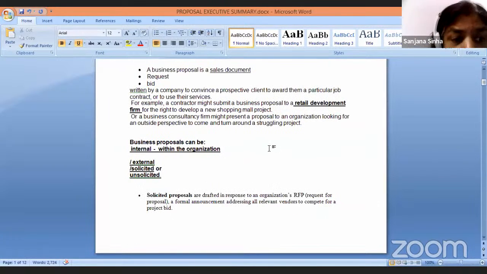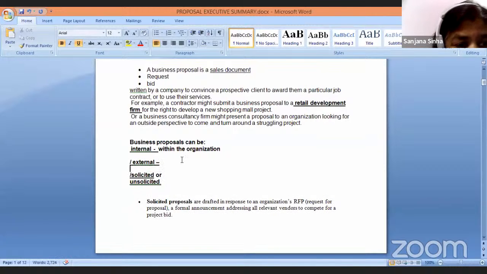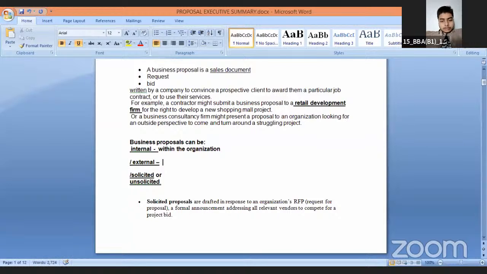So internal proposals are given within the organization. जब किसी कंपनी में तुम काम कर रहे हो और उसी कंपनी में तुम प्रपोजल दे रहे हो, so this will be an internal proposal, right? Which is always within the organization. External means, the word external means outside the organization.